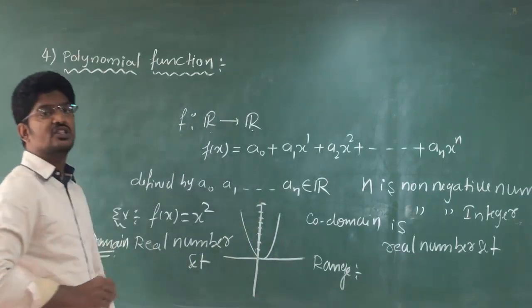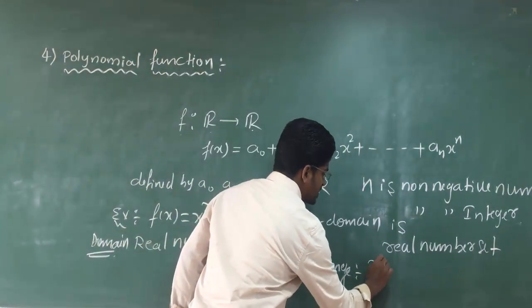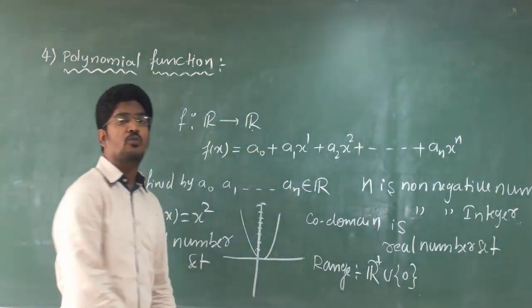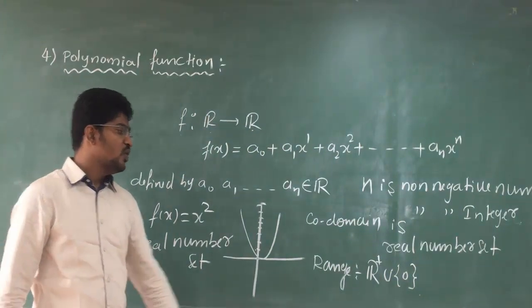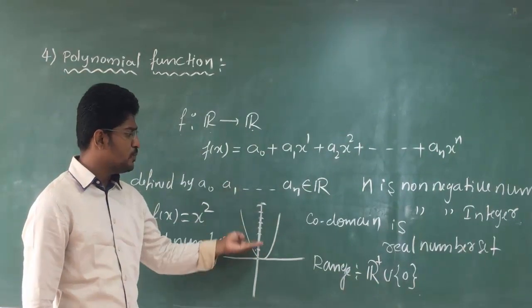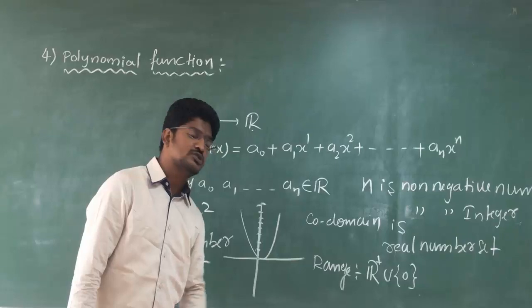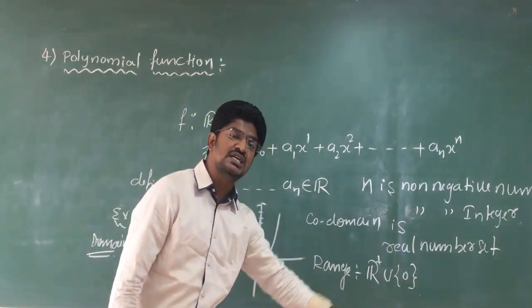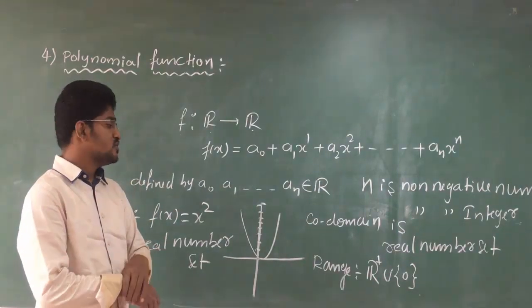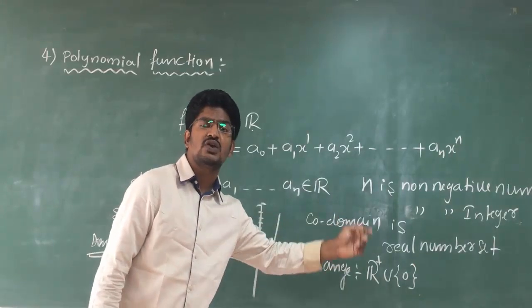Okay, if it is on the positive x axis, the range will be the positive real numbers union the singleton set 0. Positive real number means the graph is only on the positive side. That's why it will be the positive real number set union the singleton set 0, meaning 0 is also included. Clear? So that's why the range of f of x equal to x square is the positive real numbers union the singleton set 0.